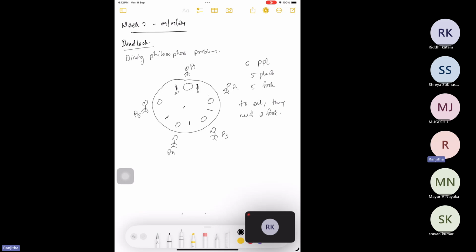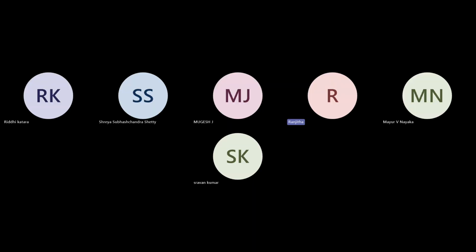So this is the concept of the dining philosophers problem, and the problem that we are trying to look at here is that we have to develop a solution such that none of the philosophers will be starving.